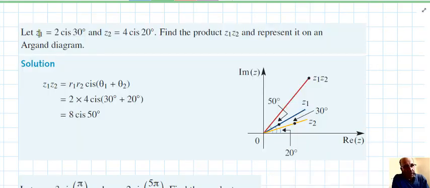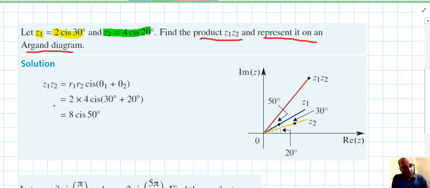So quickly in our example here, we're given two complex numbers, z1 equals 2 cis 30 degrees and z2 equals 4 cis 20 degrees. We have to multiply these because it says find the product z1 z2. We also have to represent it on an Argand diagram. It's interesting to see the results.